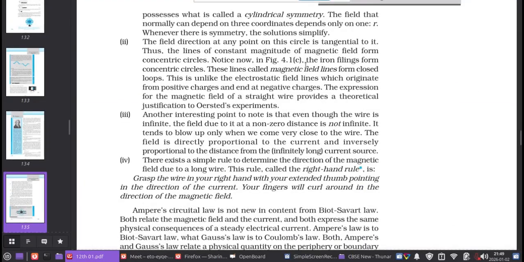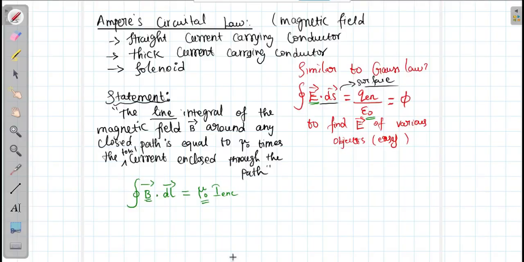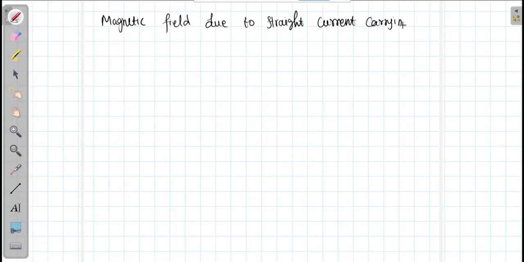Now our first application is to find the magnetic field due to the straight current carrying conductor, using Ampere's law. That is the first question.